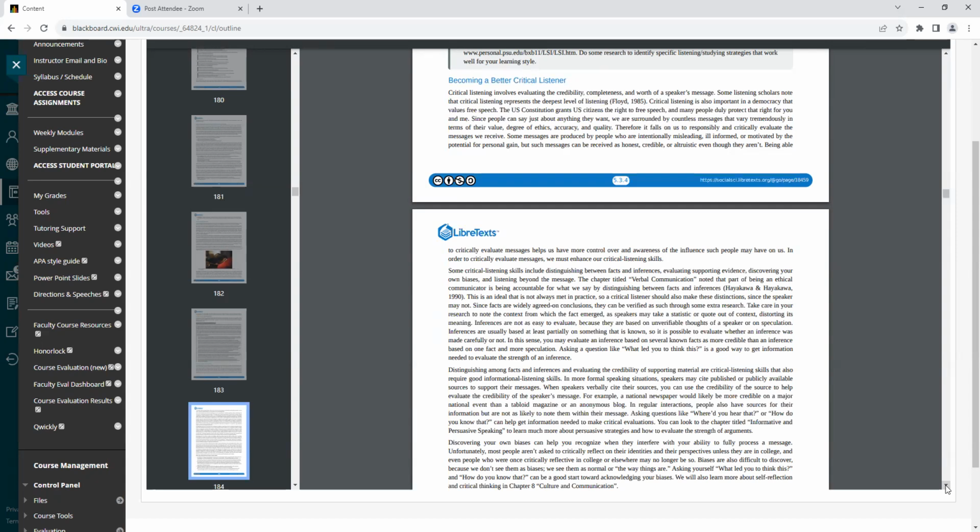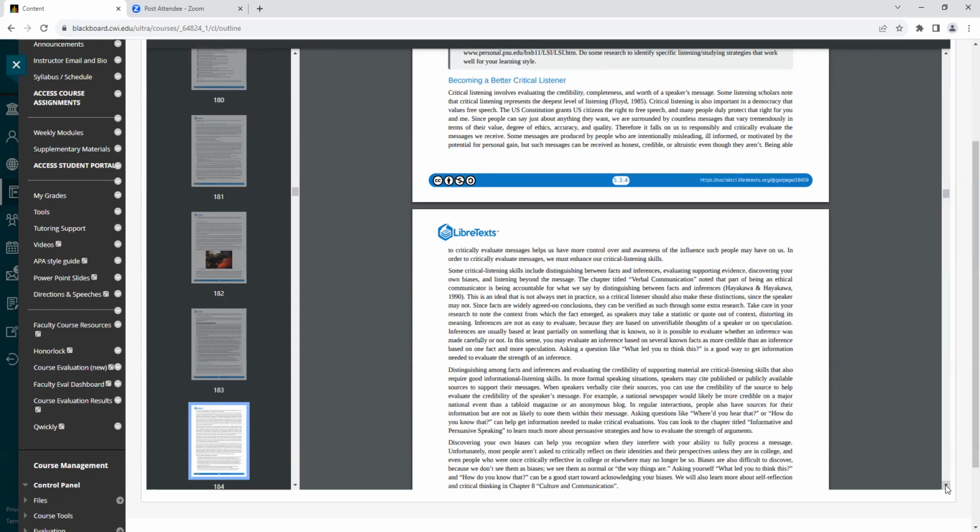Since people can say just about anything they want, we are surrounded by countless messages that vary tremendously in terms of their value, degree of ethics, accuracy, and quality. Therefore, it falls on us to responsibly and critically evaluate the messages we receive. Some messages are produced by people who are intentionally misleading, ill-informed, or motivated by potential for personal gain. But such messages can be received as honest, credible, or altruistic, even though they aren't.